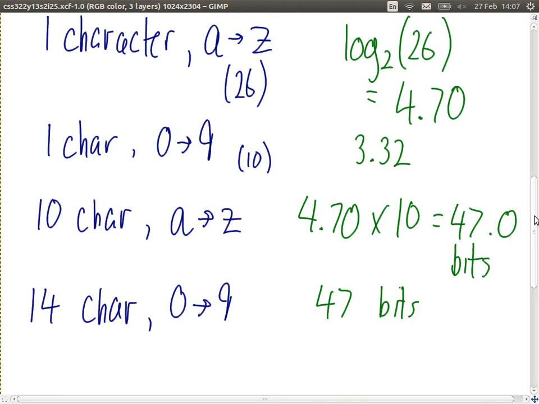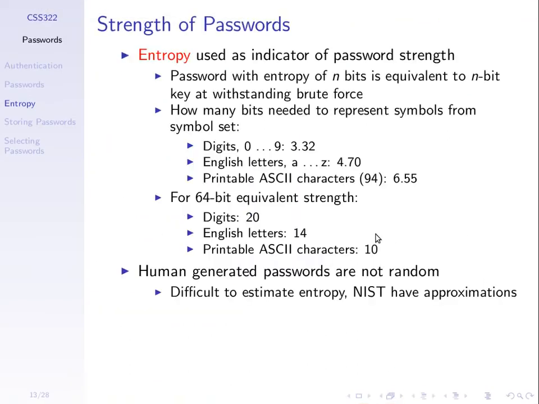And maybe we'll just return to the slides to see that. All right, you did the right calculations here. I've calculated before. Digits, numbers. 1 digit, 3.32 bits. English letters, 4.7 bits. Of the 94 printable characters, log base 2 of 94 is about 6.55.